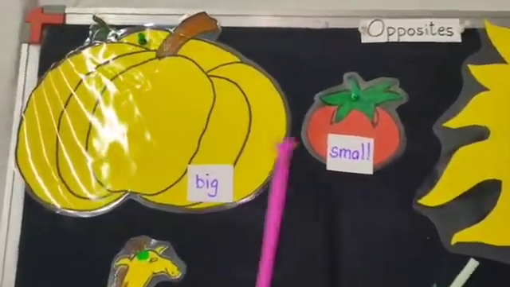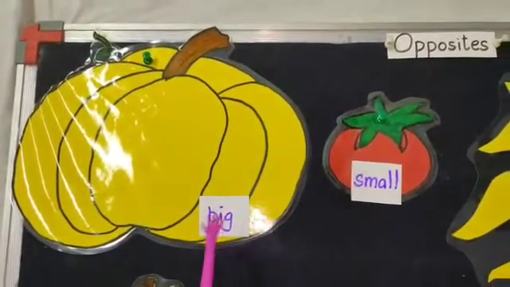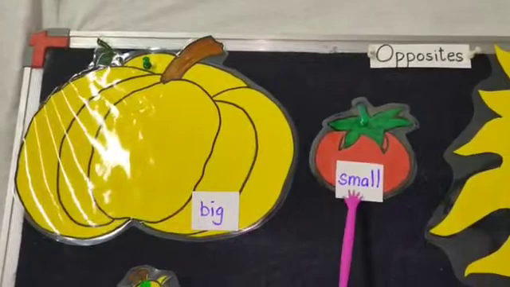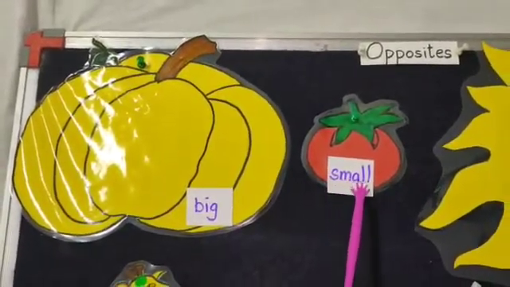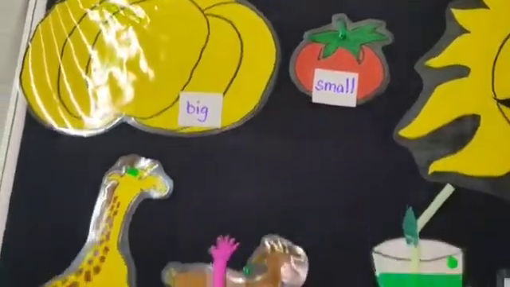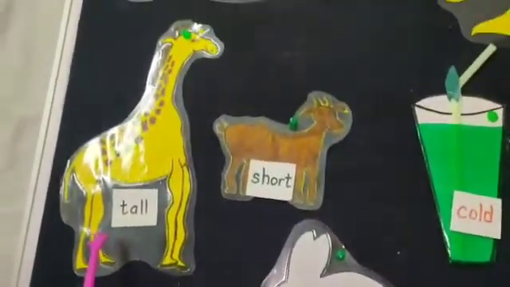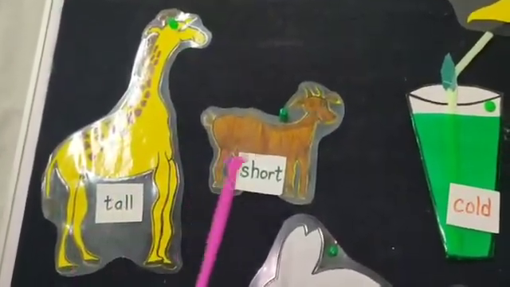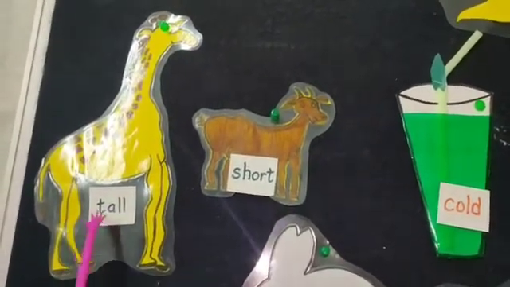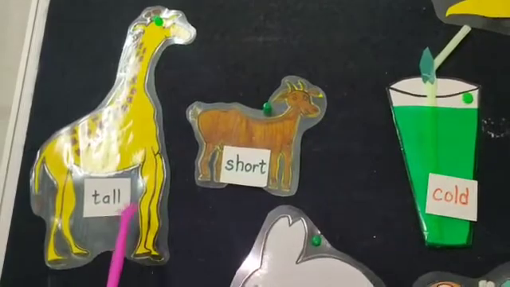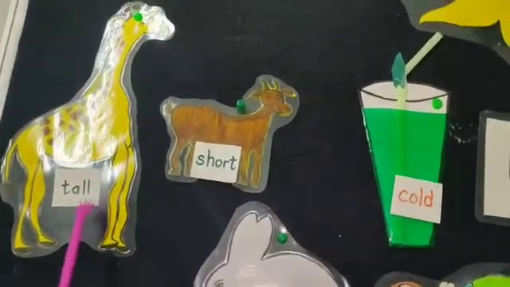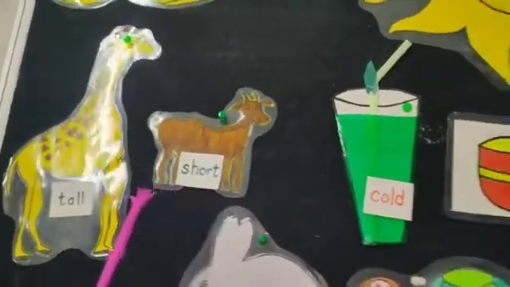This is a pumpkin and this is a tomato. Pumpkin is B-I-G, big. And this is S-M-A-L-L, small. Big, small. This is a giraffe, which is tall. And this is a goat, which is short. T-A-L-L, tall. S-H-O-R-T, short. Tall, short.